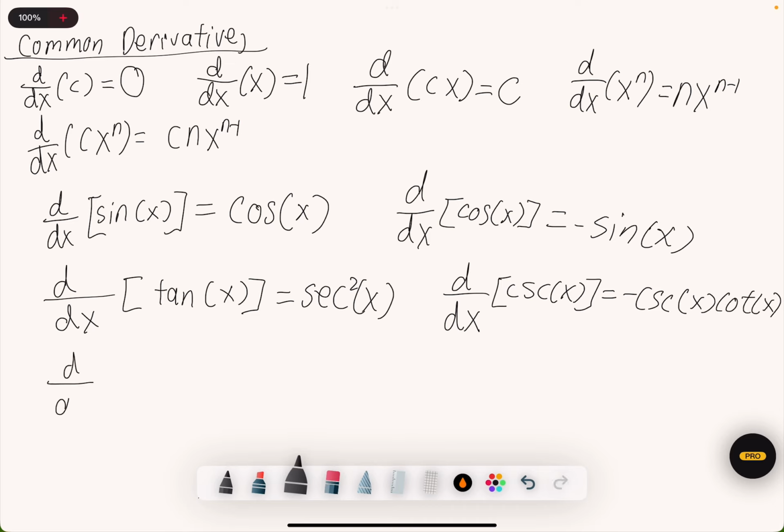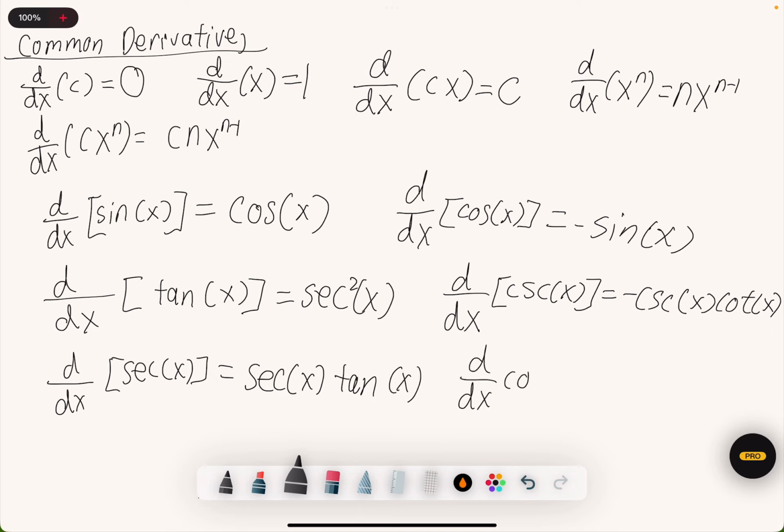We also have the derivative of secant x. That's just secant x times tangent x. And last but not least, we have the derivative of cotangent x, which is negative cosecant x squared.